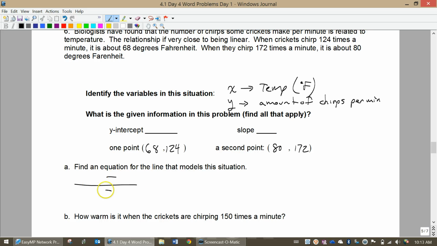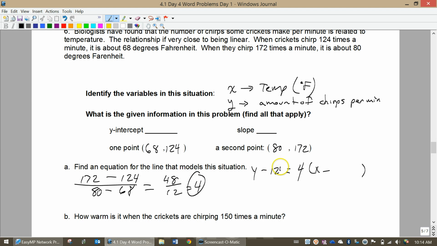And after we do that, we can write the equation. 172 minus 124 over 80 minus 68, and you get 48 over 12, which is 4. That's our slope, but we have to put that in point slope form to get our actual equation. So we drop that in for the slope in point slope form, and I'm going to use the point on the left, 68, 124. I'm going to distribute and simplify.